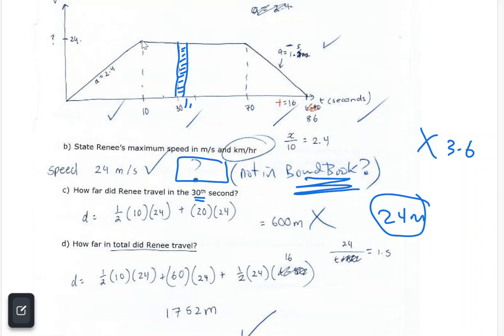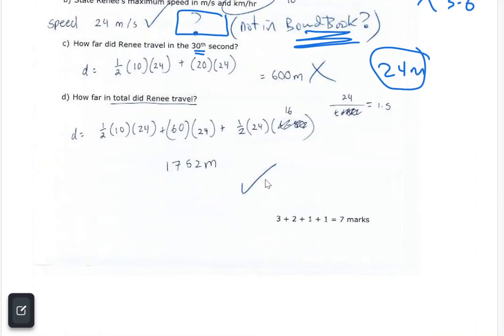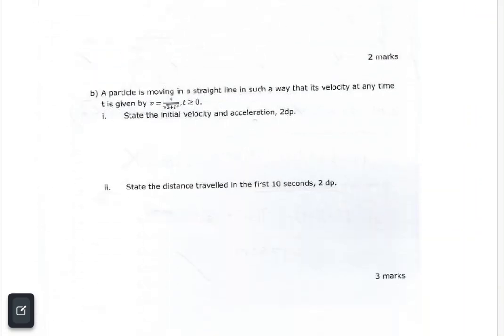Because we are traveling at constant velocity of 24 between 10 and 70. That means we are traveling 24 meters every second. So in the 30th second, it's 24 meters. And you've got a correct area. So that's really good. Question number 7, you didn't attempt.